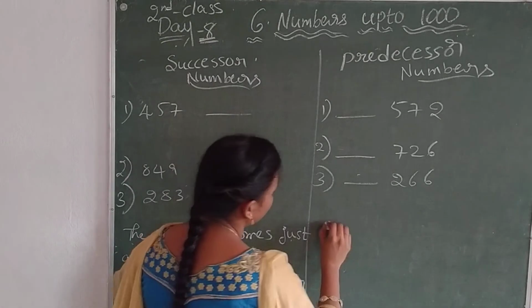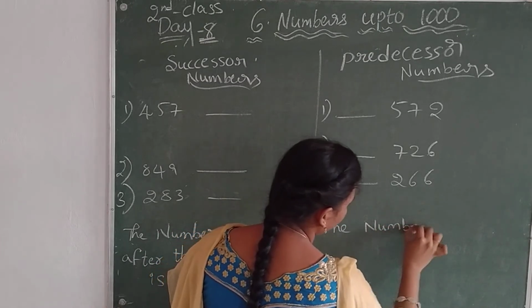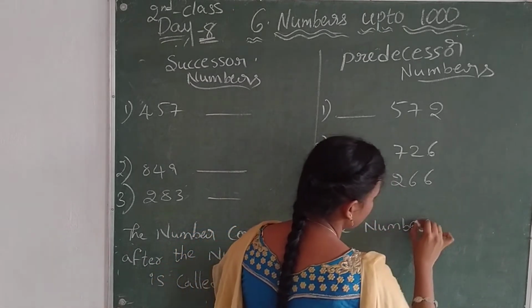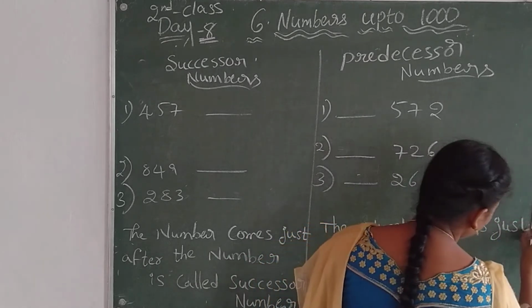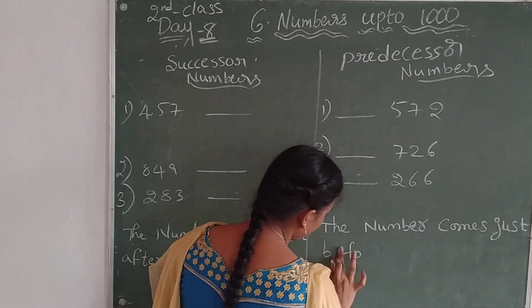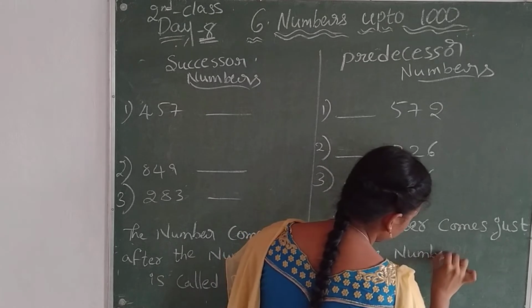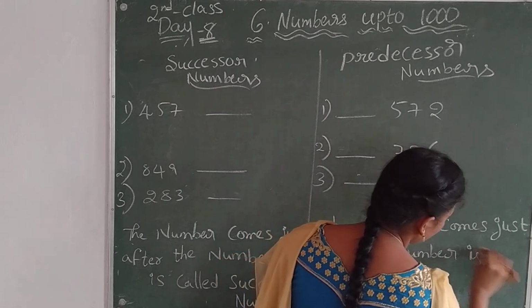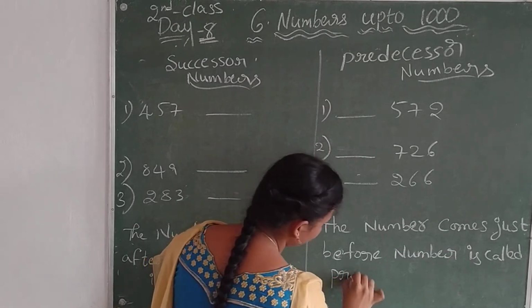Here see, the number that comes just before a number is called predecessor number.